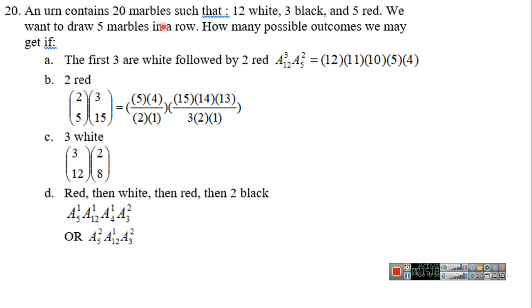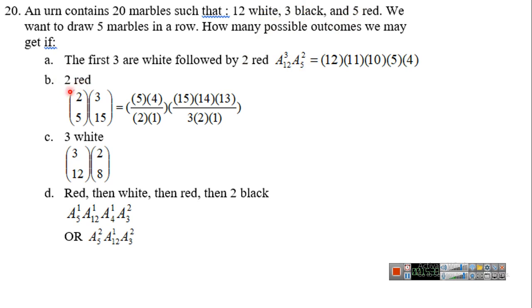An urn contains 20 marbles such that 12 white, 3 black, and 5 red. We want to draw 5 marbles in a row. In a row, so order important. How many possible outcomes you may get if the first 3 are white followed by 2 red? So arrangement, I want the first 3 are white, 3 out of 12, and I want the rest to be red, 2 out of 5.